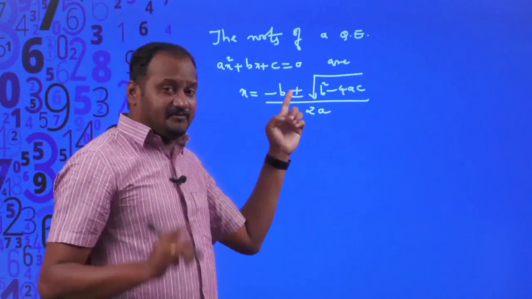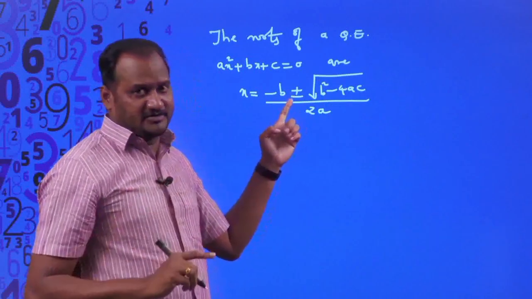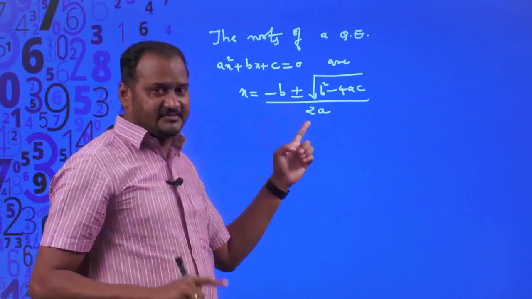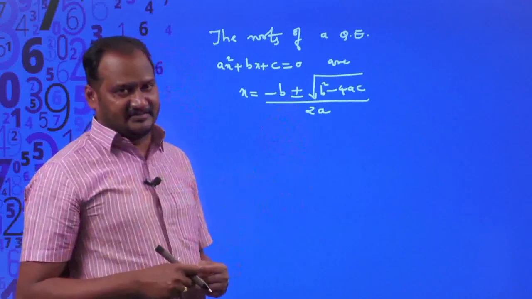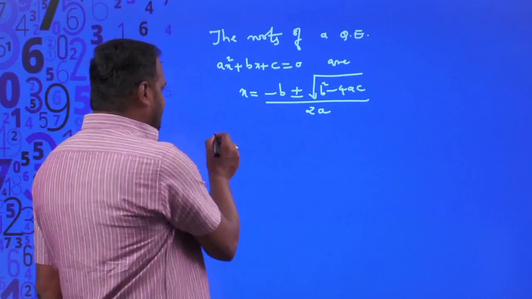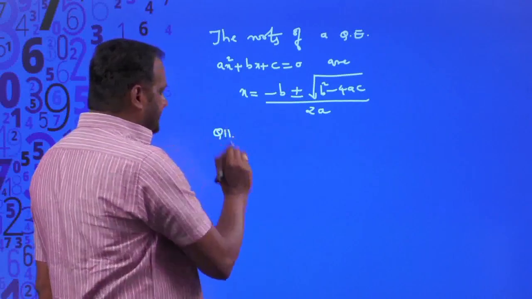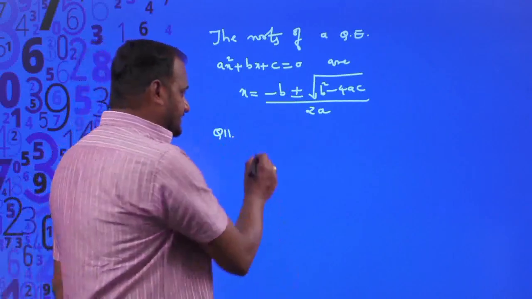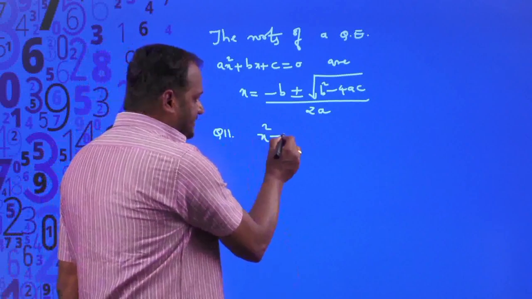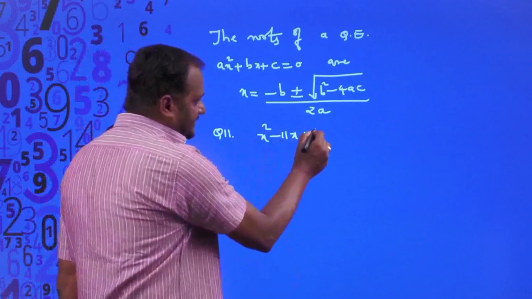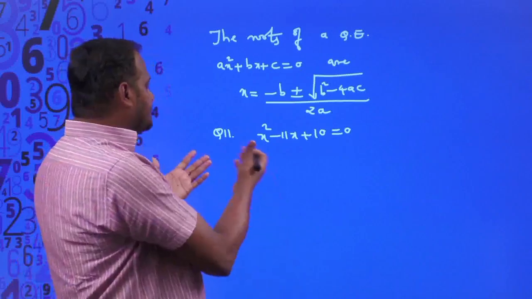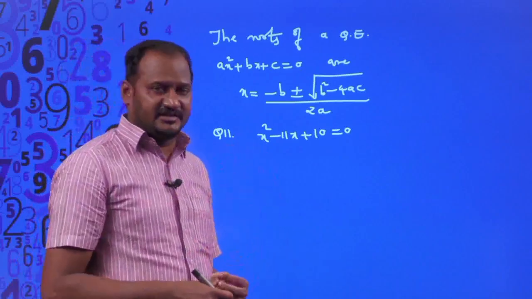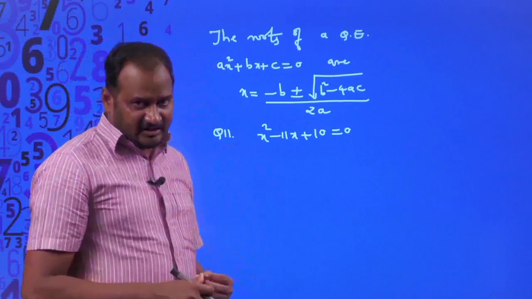Means you can use plus for getting one root as well as you can use minus for getting the other root. So let me explain by taking one of the examples. For example, the given question is, find the roots of x square minus 11x plus 10 is equal to 0. Of course, this quadratic equation can be solved by using splitting middle term method also.